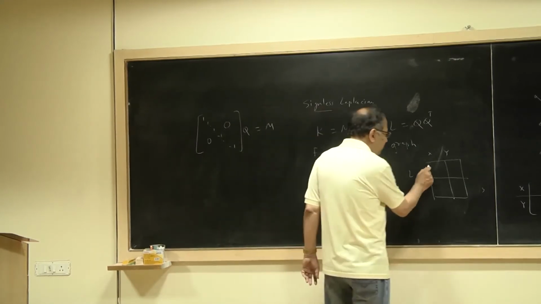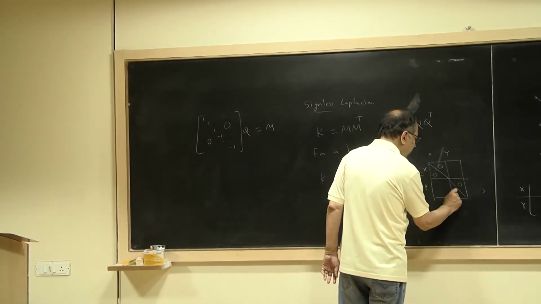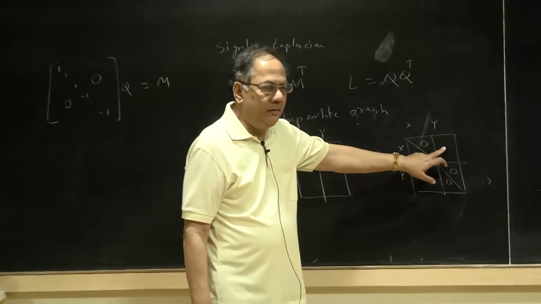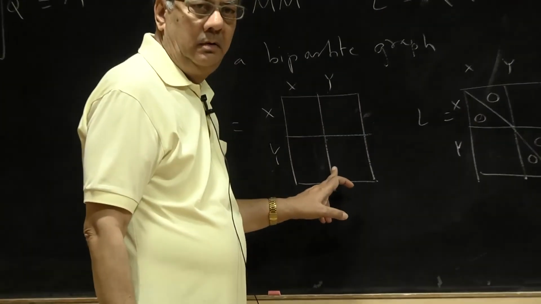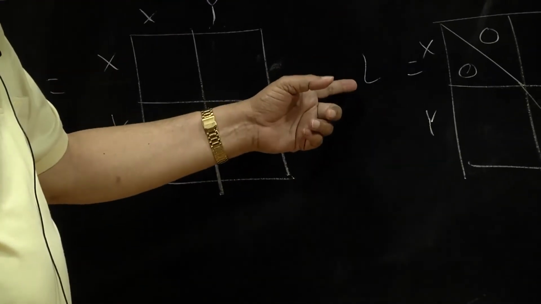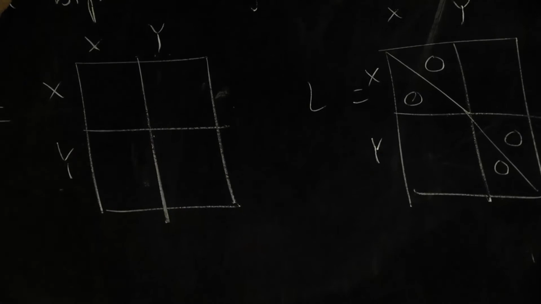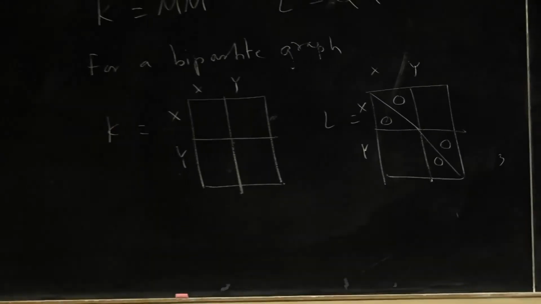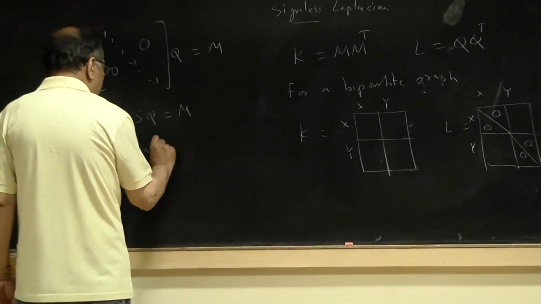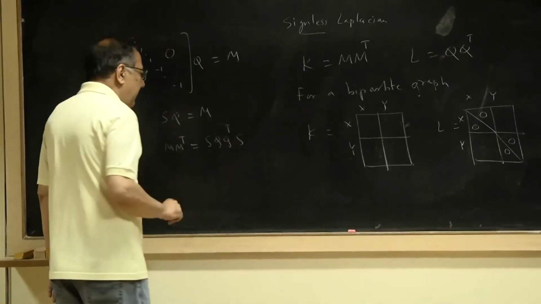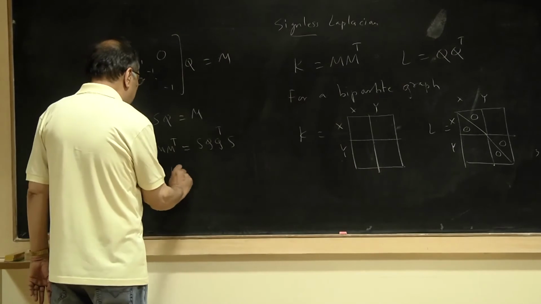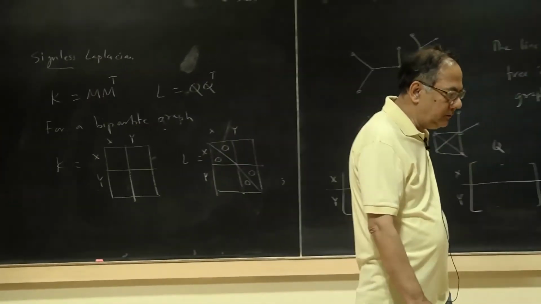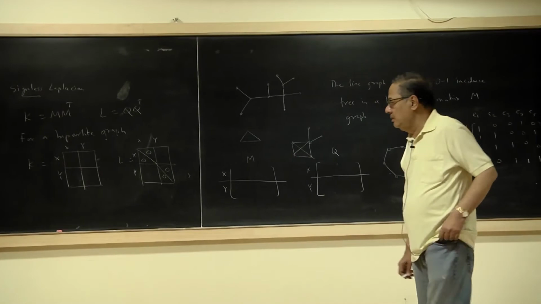then for a bipartite graph, this has a very simple property: 0, 0, because it is bipartite, and all the minus ones are coming here only. So if you make them plus 1, here and here, you get the signless Laplacian. And that amounts to multiplying by a signature matrix on both sides. If you call this S, then SQ is equal to M, so MM transpose is equal to SQQ transpose S, and S transpose is the same as S. So the signless Laplacian is related to the Laplacian in this way for a bipartite graph. We will keep that in mind also.